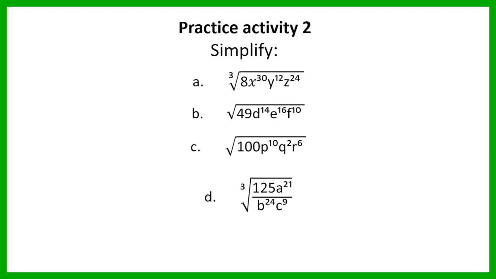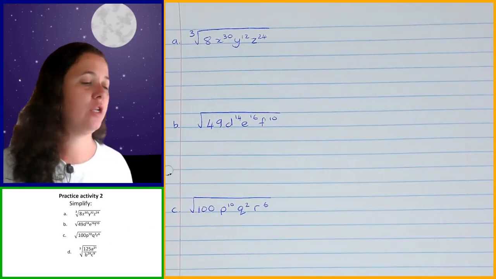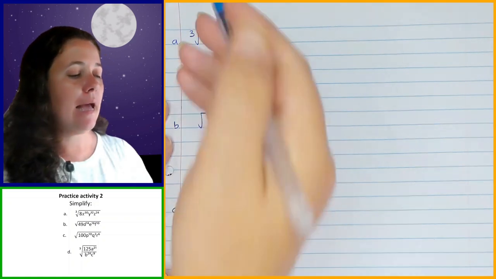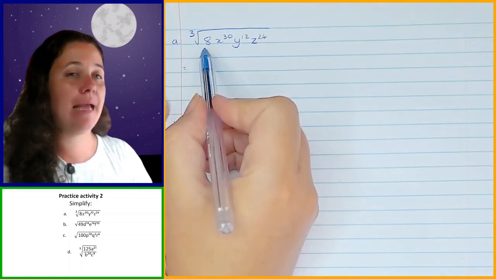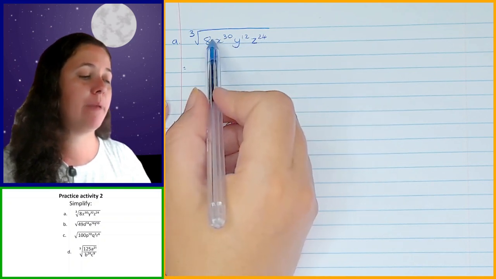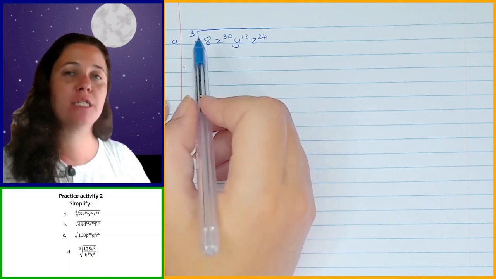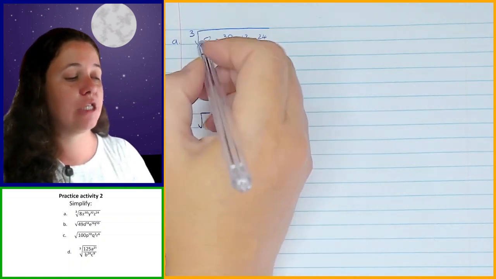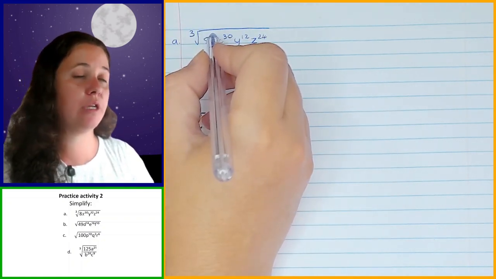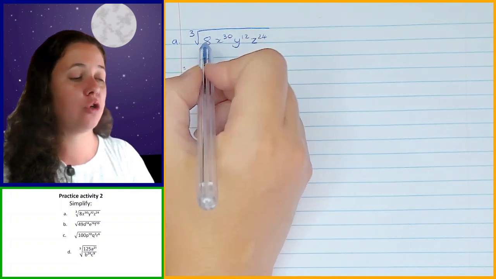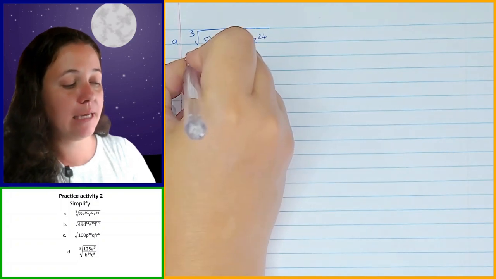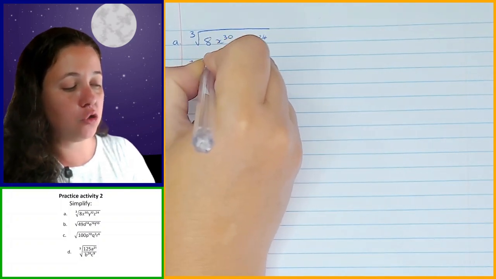Okay, so let's see how those questions went. The first one, you had the cube root, so that means we're dividing by 3. And we have the number 8, and then x to the power of 30, y to the power of 12, z to the power of 24. Now remember, with the number 8, we can't just divide it by 3. So I'm going to need to find what 8 is with an exponent that I could divide by 3. So 8 at the moment is just 8 to the power of 1. But I can write that as 2 cubed.